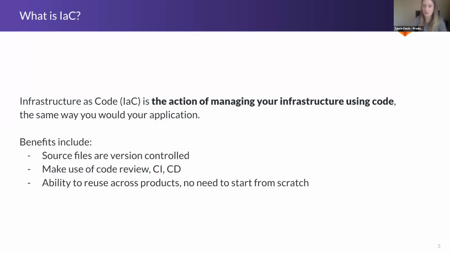So first I want to touch on what infrastructure as code means, and it comes down to management of your infrastructure using code just like you would your application. And this has a few benefits like being able to version control all your files. It increases domain knowledge across your team because everything is already written down within your repository. You're able to make use of standard practices like code review, continuous integration, and continuous delivery. And you're also able to reuse the same file across products to build your infrastructure rather than having to start over for each one.